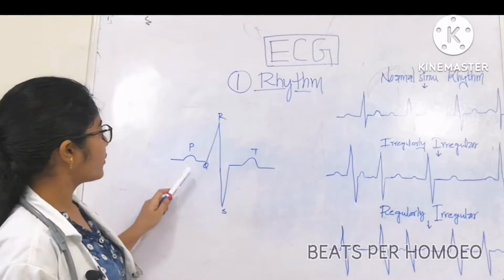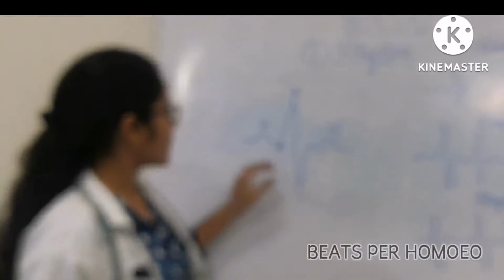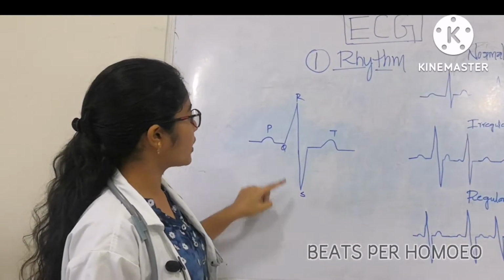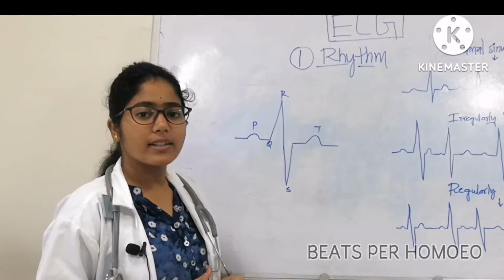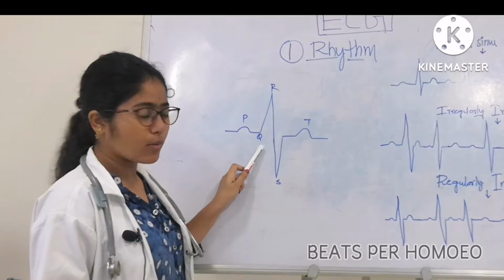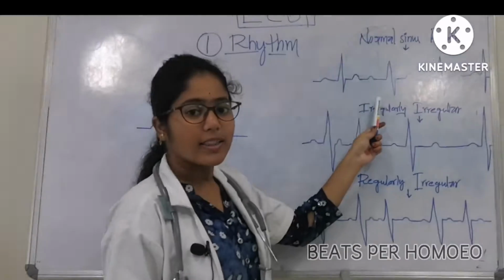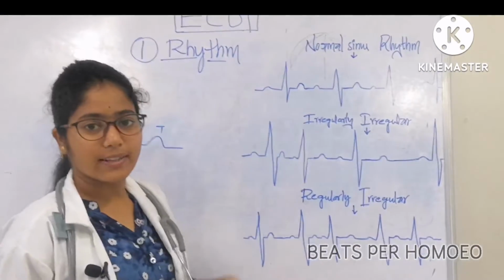To look at that, we first look into the normal PQRST waves. Here comes the P wave, then the QRS complex and T wave. For a normal sinus rhythm, every P wave is followed by a QRS complex and then a T wave, with a regular RR interval. Then we will say it is a normal sinus rhythm.